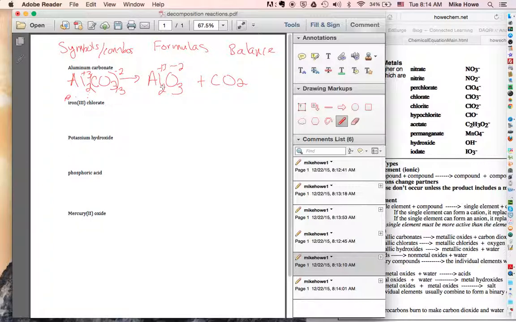Step 3, balance. Well, look over here, you got 2 aluminums, you have 2 aluminums, so that's fine. Carbons, in this parenthesis, there's 1 carbon, but there is a 3 outside of the parenthesis, which means that there are 3 carbons total on the left side of the arrow. So on this side of the arrow, you need to put a 3 in front of the CO2.